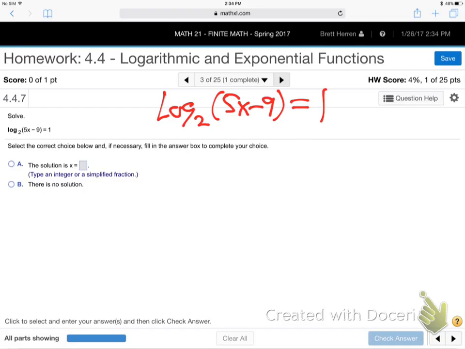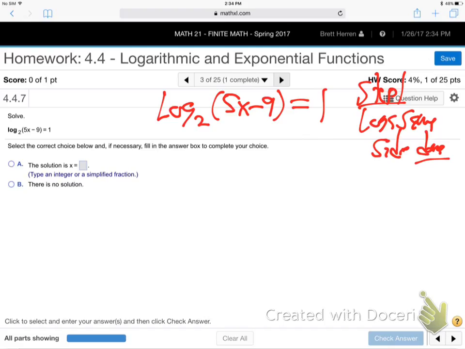Remember that step 1 said, what does step 1 say? Get the logs on one side. Well, they already are. Usually you can skip step 1. In fact, you'll probably never have to do step 1 again. Those last 2 problems are the only time you have to get the logs on one side. They usually are. So step 1, logs, same side. It's already done. There's nothing to do.